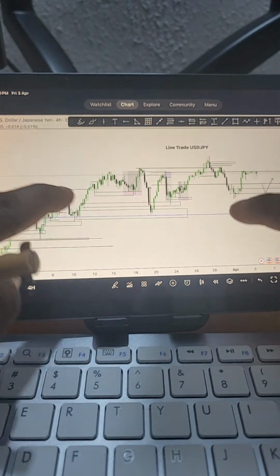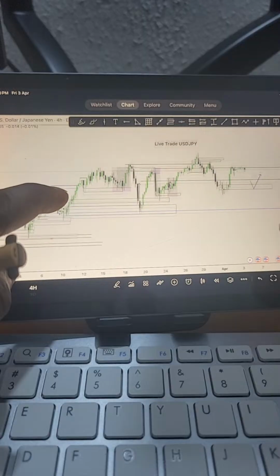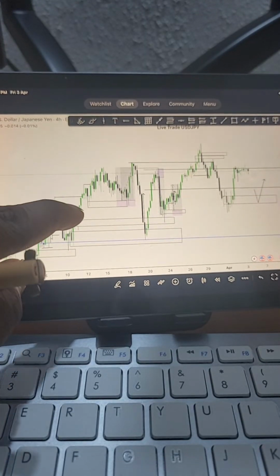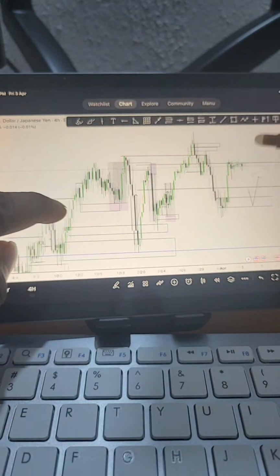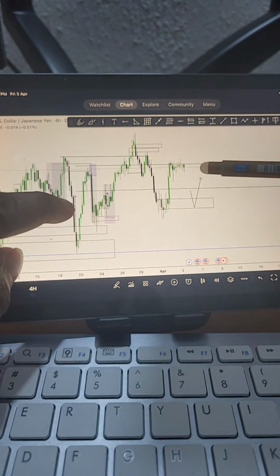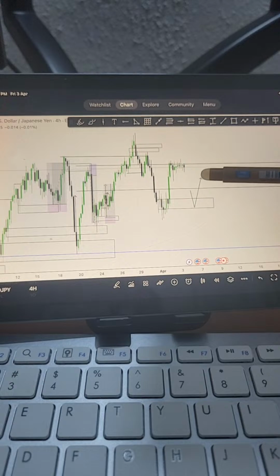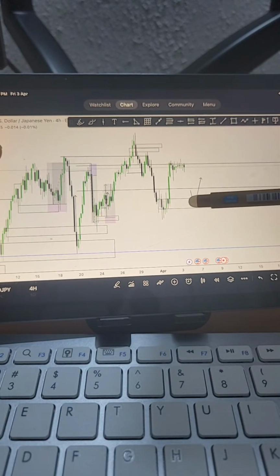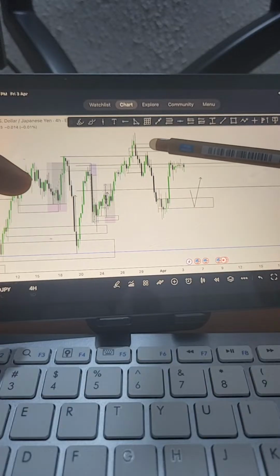So USD JPY, still doing its thing. So what I'm expecting here on USD JPY is I want price to sell down to this zone, then I'm getting a buy set entry. If I get a buy confirmation around here, I'll buy all the way up to this zone.